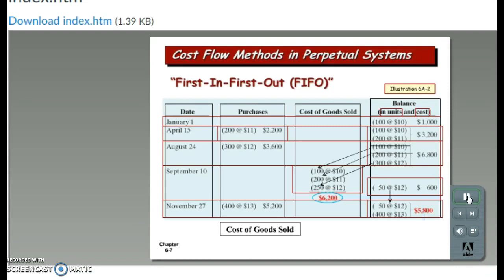The cost of goods sold during the year is determined by adding up all the amounts in the cost of goods sold column, which is $6,200. The ending inventory is the latest inventory in the last column of $5,800.